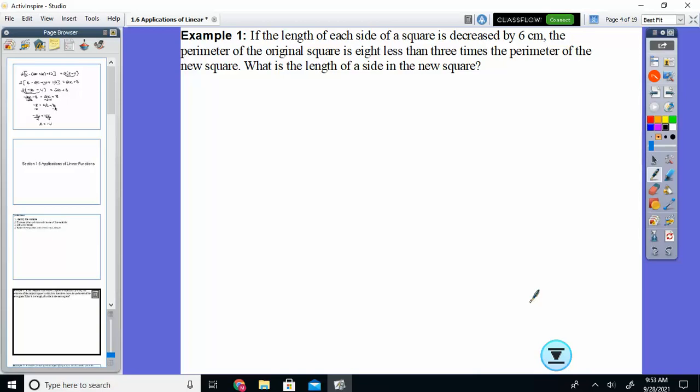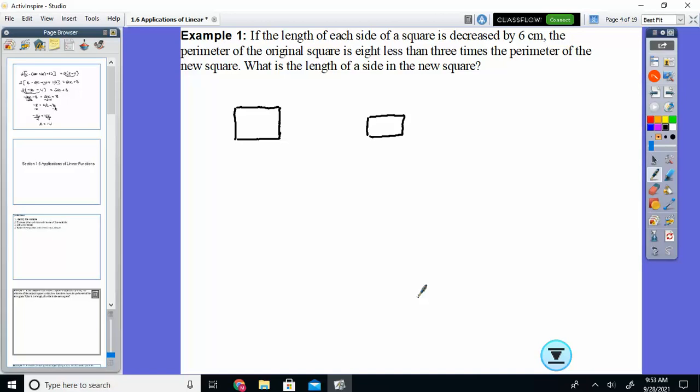So the length of each side of a square. Let's even just stop right there. We have a square. So what should we do? Let's draw a square. Okay. So the length of each side of a square is decreased by 6 centimeters. So I took that square and what did I do to it? Decreased it by 6. So I made a new, smaller square. Okay.